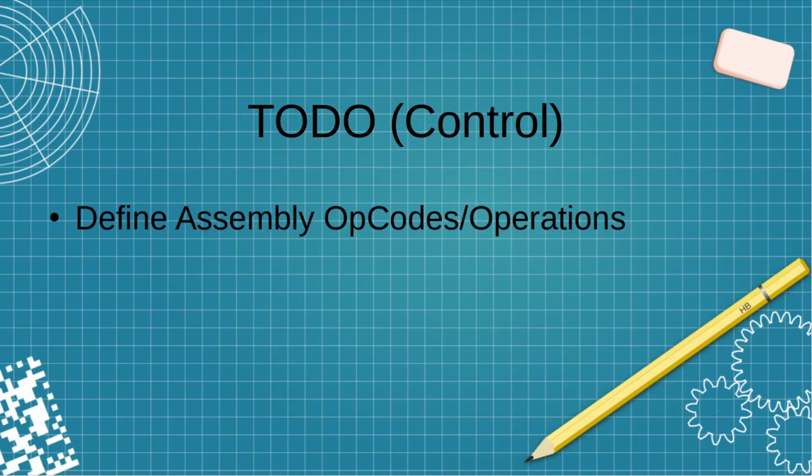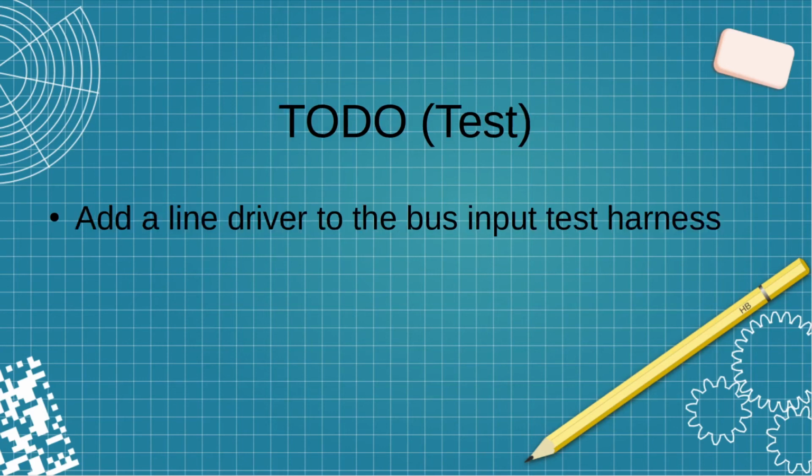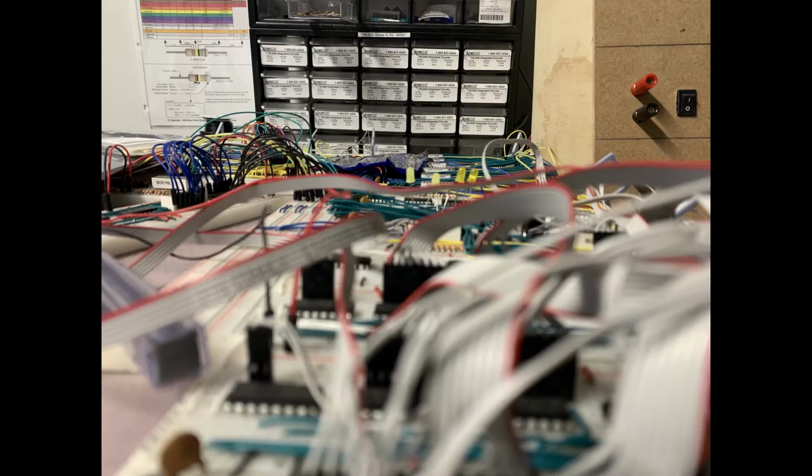I do want to have a conversation about the opcodes and operations and lay out the design work for that, because that's going to drive a lot of what happens going forward. It's going to open up a lot of doors. Of course, my test harness needs a line driver added to it so that it can not conflict with anything else that might be on the bus.